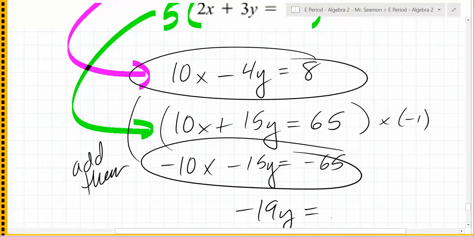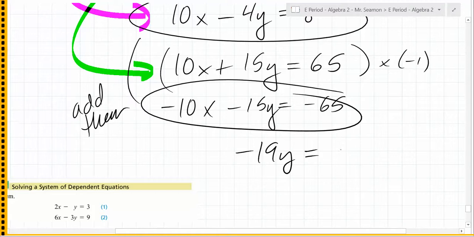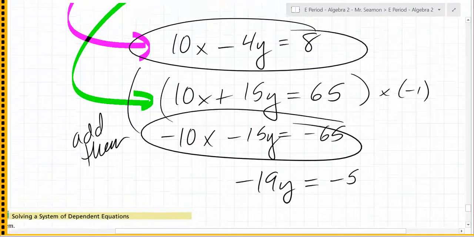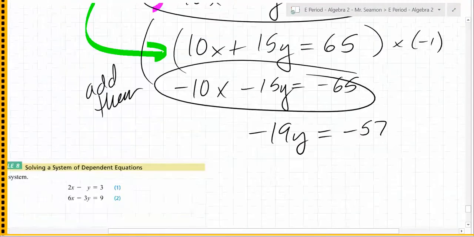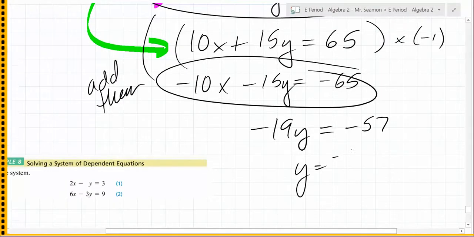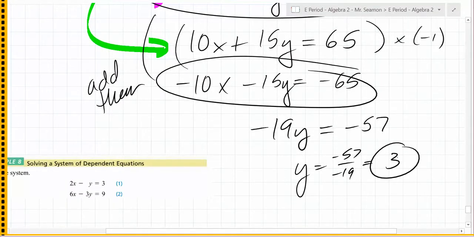And then here's another one for you kids. What's 8 minus 65? Negative 57. So y is equal to negative 57 over negative 19. Anybody know what that is? That's 3.